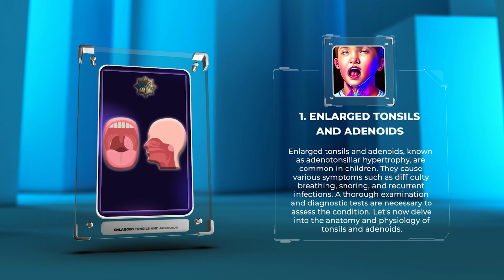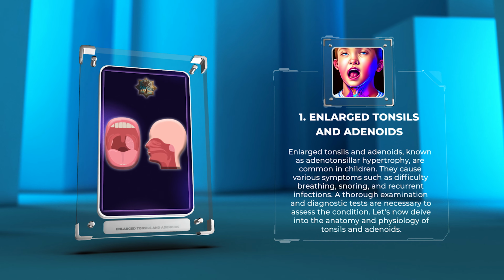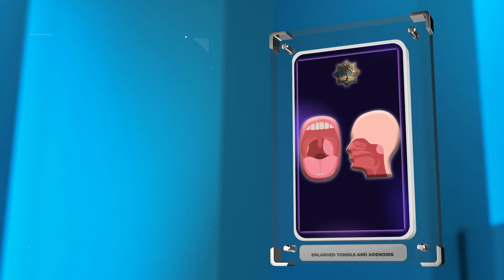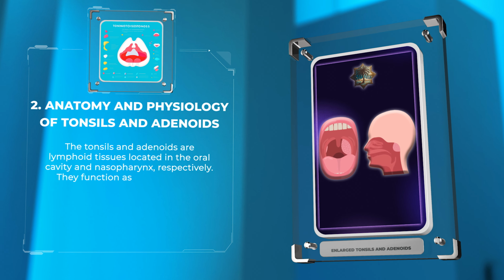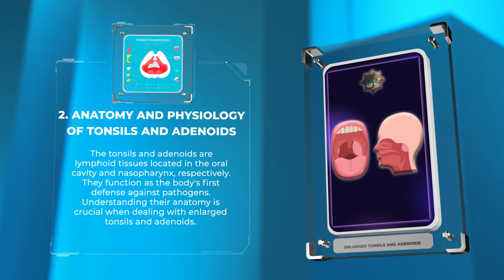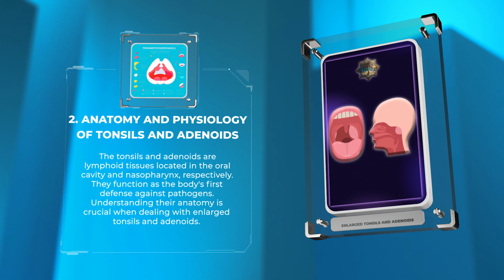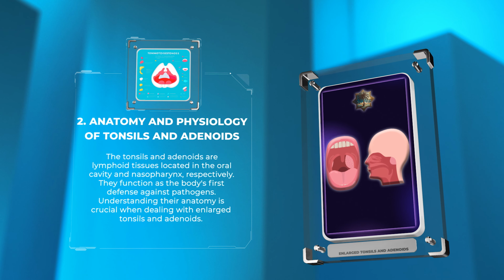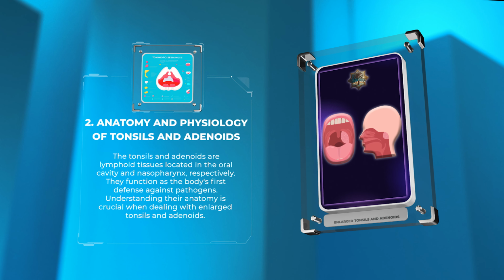Let's now delve into the anatomy and physiology of tonsils and adenoids. The tonsils and adenoids are lymphoid tissues located in the oral cavity and nasopharynx, respectively. They function as the body's first defense against pathogens. Understanding their anatomy is crucial when dealing with enlarged tonsils and adenoids.